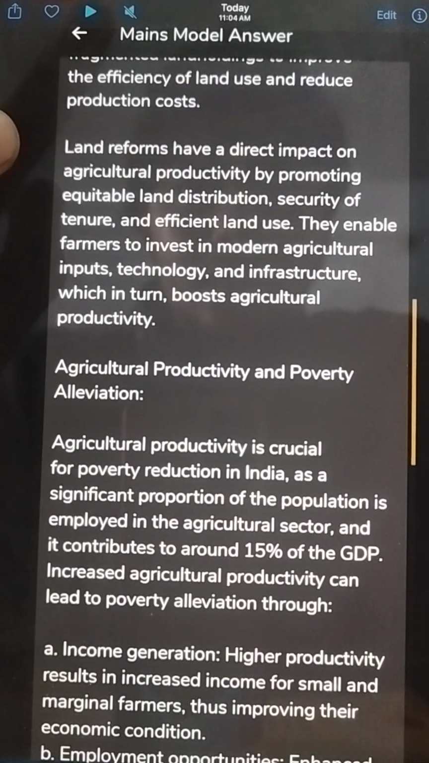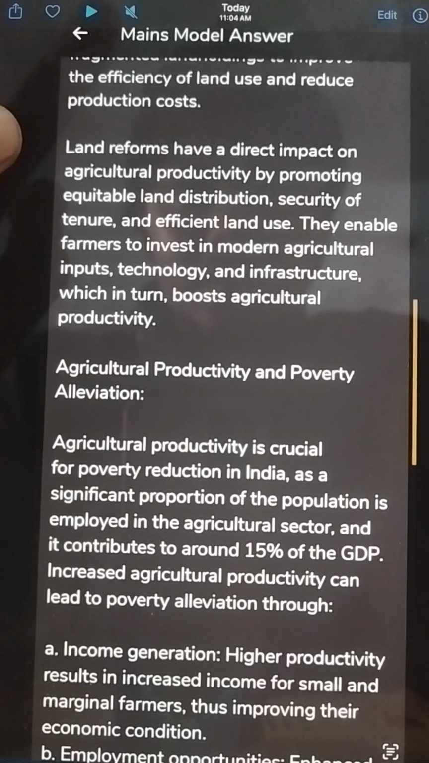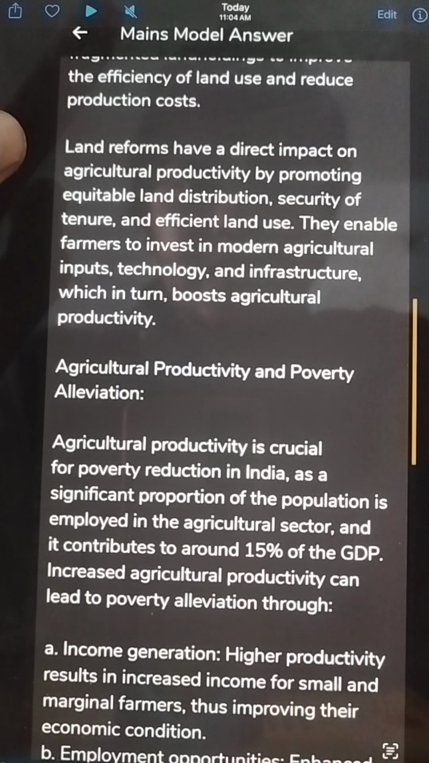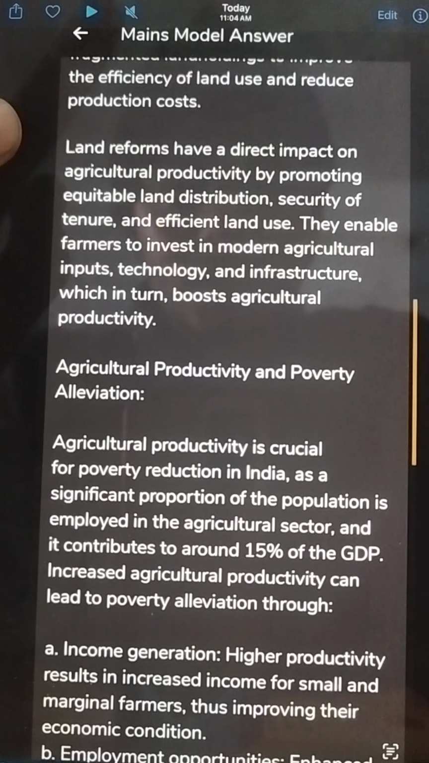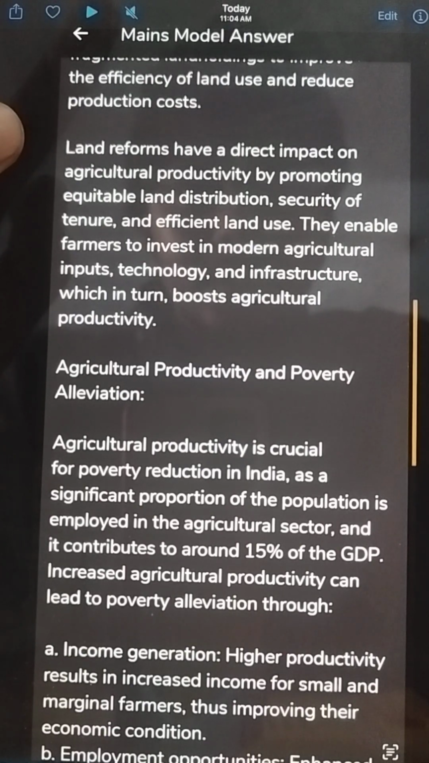Land reforms have a very direct impact on agriculture productivity by promoting equitable land distribution, security of tenure, and efficient land use. They enable farmers to invest in modern agriculture inputs, technology, and infrastructure, which in turn boosts agriculture productivity. Then, agriculture productivity and poverty alleviation.